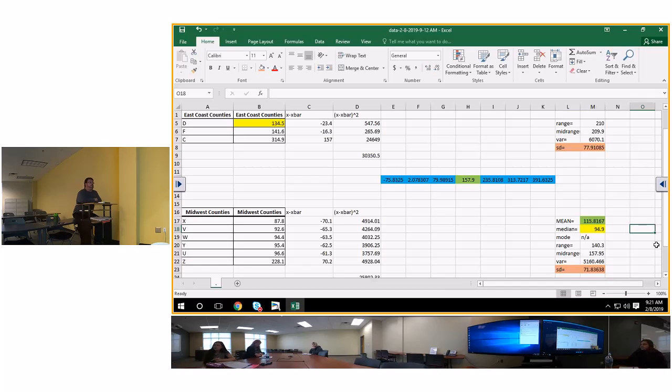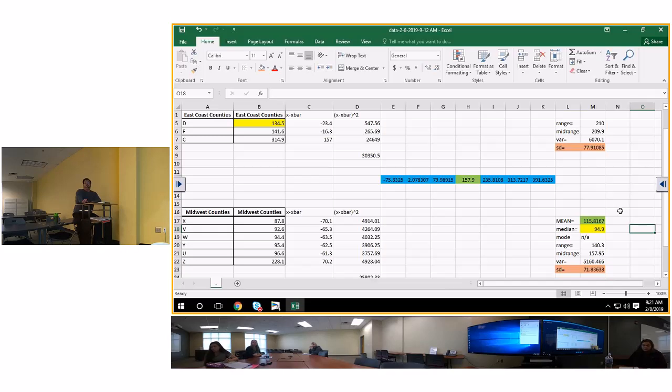And I think that's probably what the question's going to ask. Besides what is the mean, what is the standard deviation, and all that stuff, they're going to ask you which one is the better set of data. And you would say the better set of data is the Midwest.